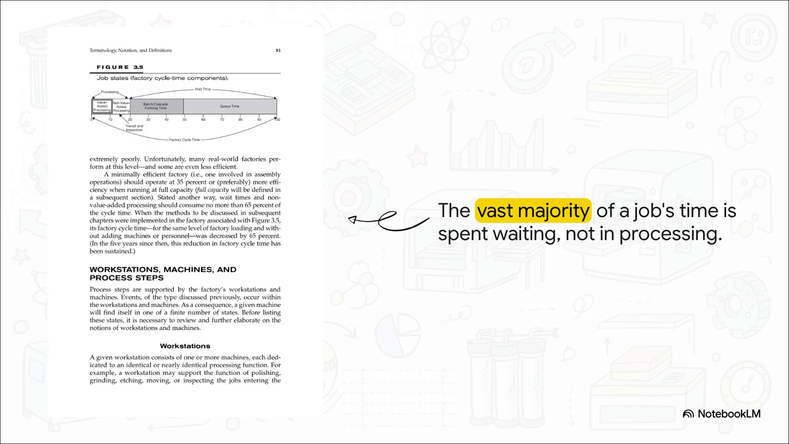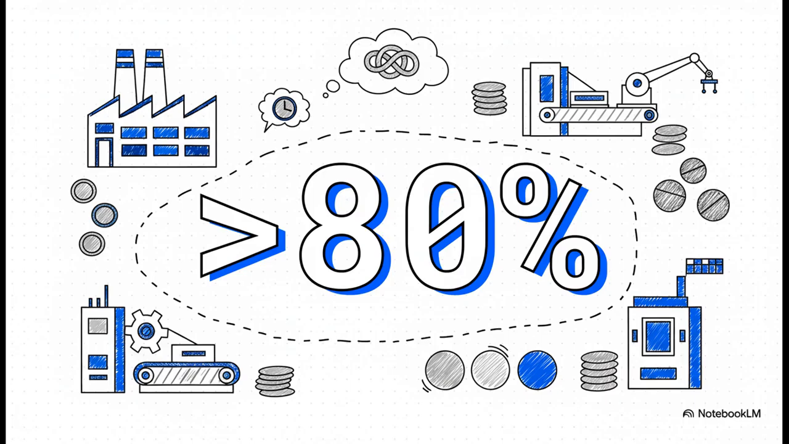The vast, overwhelming majority of its time in the fab is spent doing, well, nothing. It's just waiting. Get this, in a lot of factories, it's more than 80%. Over 80% of the total cycle time is just waiting. Waiting for a tool to be free, waiting for a full batch to form, waiting for transport. This is what we call hidden waste.